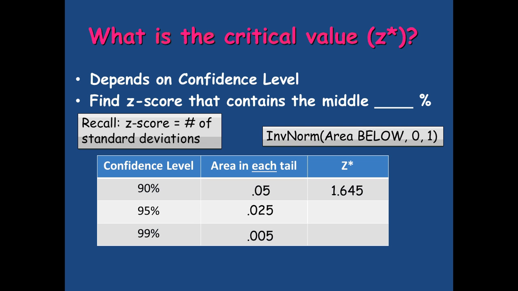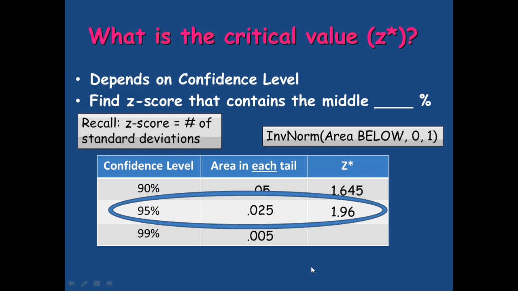Okay, if we did the same kind of thing for a 95%, I think the area below would be the 95% in the middle plus the left tail here, so it would actually be 95 plus 0.025, so it would be 97.5. That would be the area below, and that one gives us around a 1.96. Okay, and notice that's the one we kind of said from the very beginning.